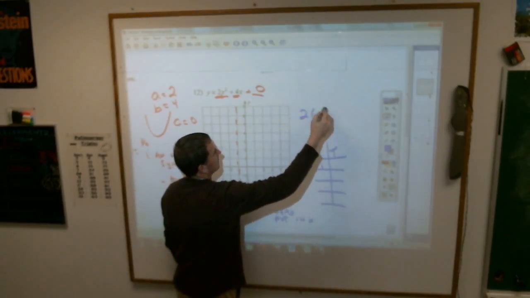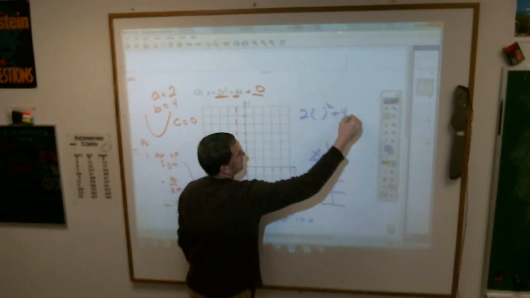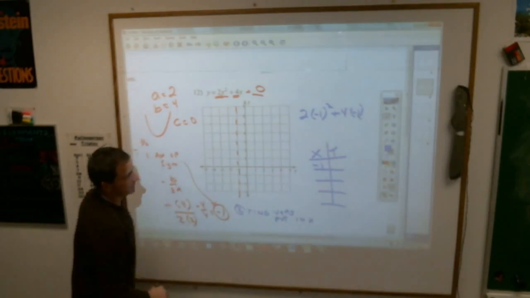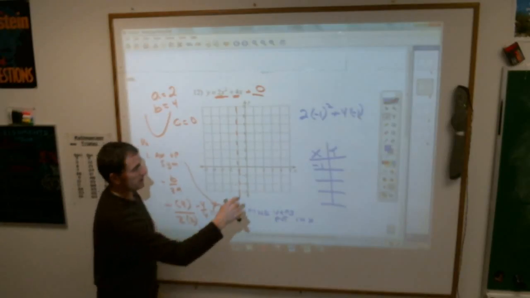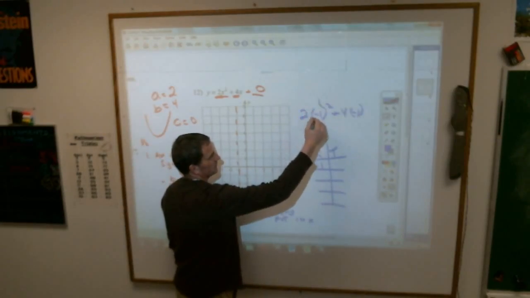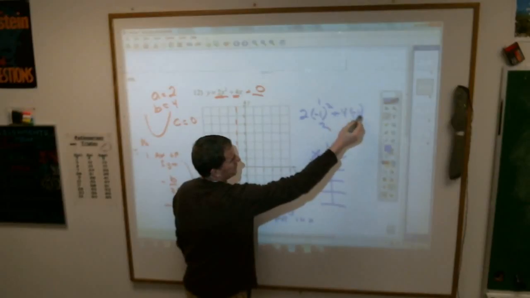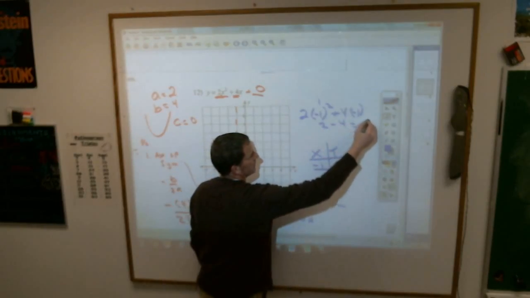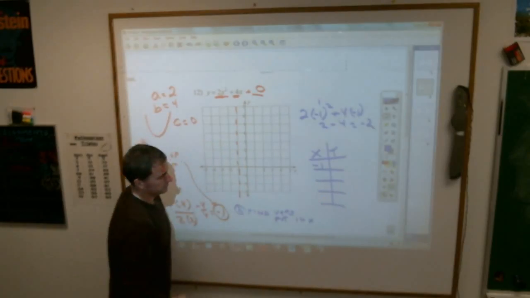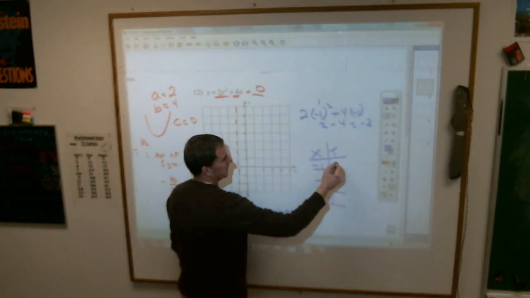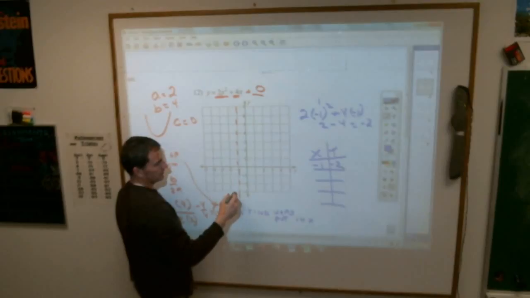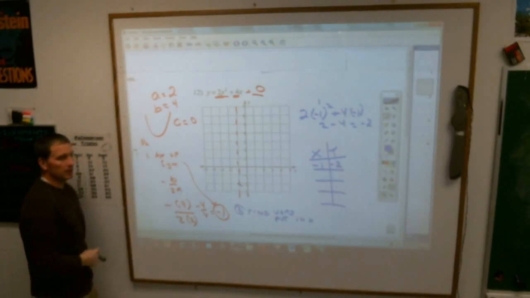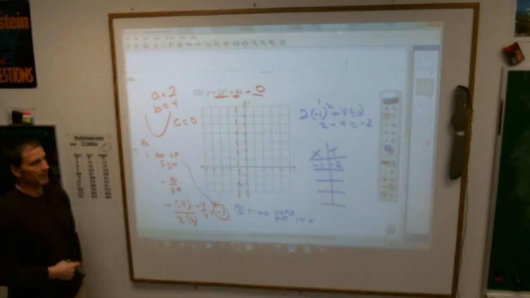2 times x squared plus 4 times x, putting negative 1 into that. Here's where you got to take a little bit of time. Negative 1 squared is positive 1. 1 times 2 is 2. 4 times negative 1 is minus 4. 2 minus 4 is negative 2. So here, where x is negative 1 and y is negative 2, that is the bottom of my parabola, where it bottoms out.